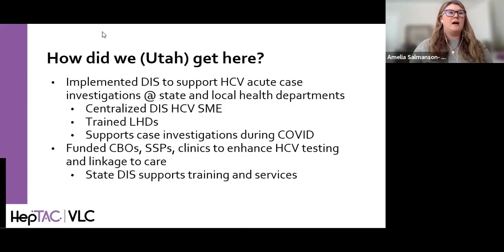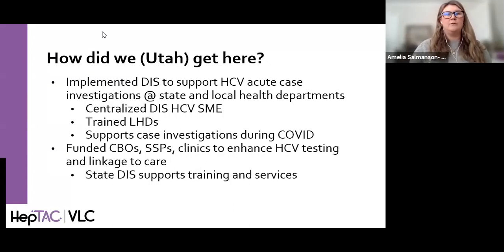And I will note that having the DIS at the state health department has been particularly beneficial since the start of the pandemic, as most of our local health departments have really been focused on COVID and have not been able to work on hepatitis C case investigations. So we have actually taken that on for them over the last few years. And while linkage to care is still a challenge, we do have a lot more boots on the ground testing since this initially started in 2017, and are definitely seeing more linkage to care from our community-based organizations.